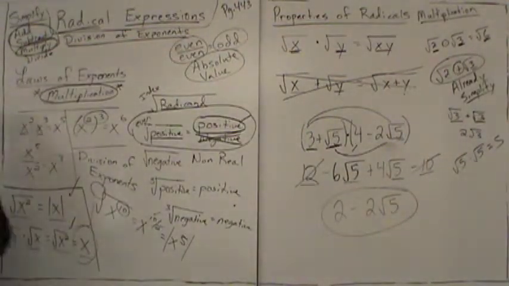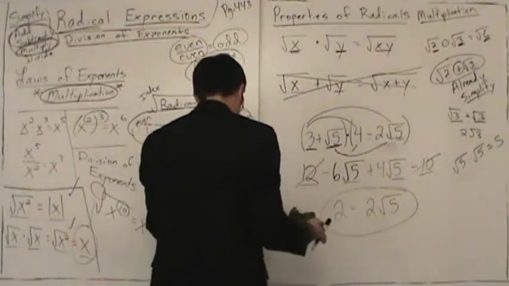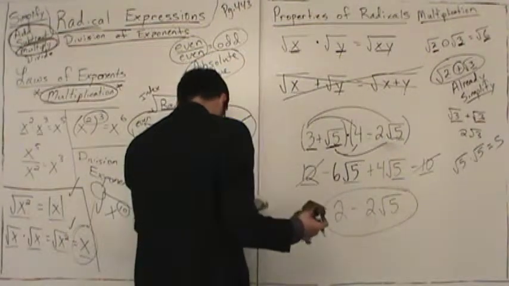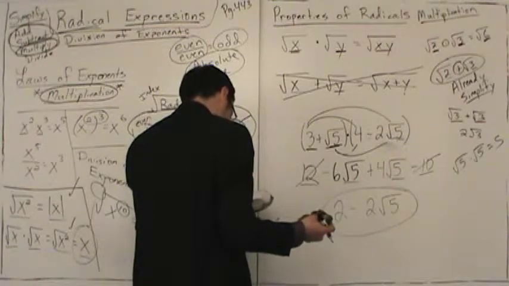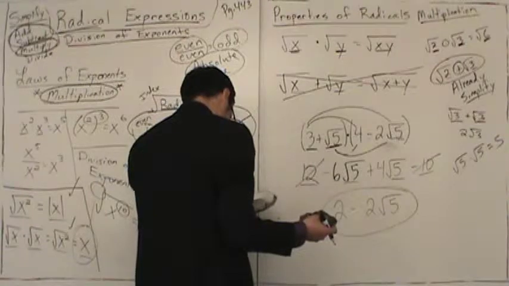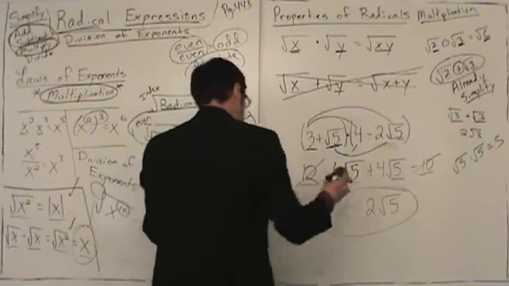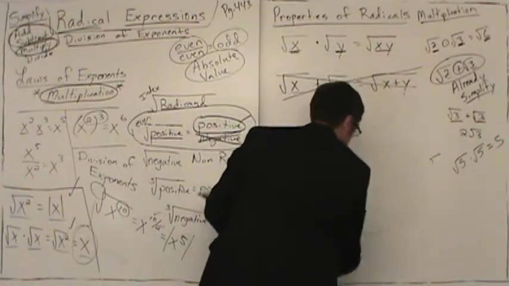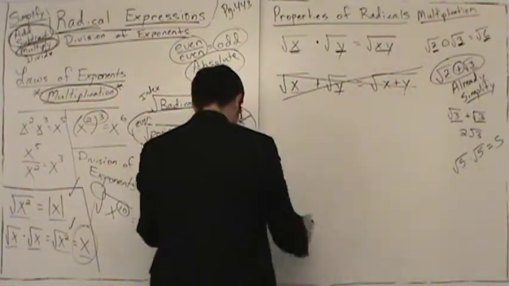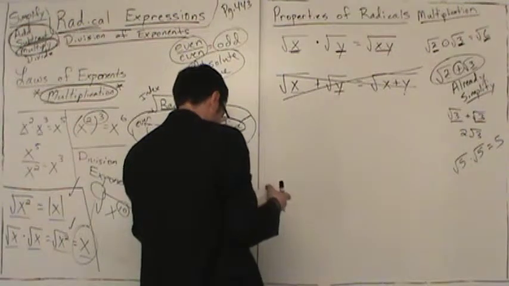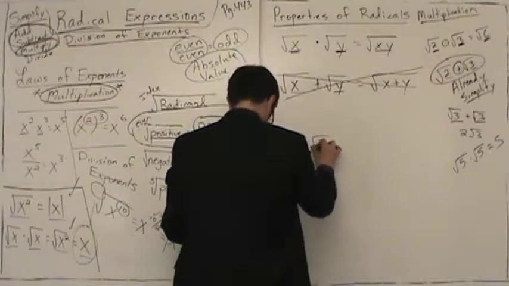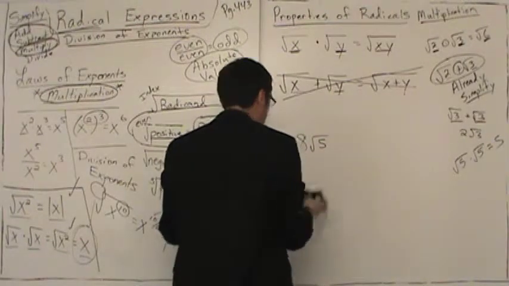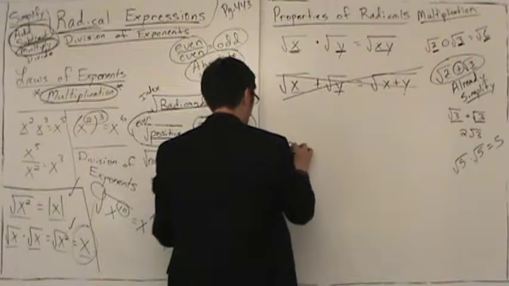Now, one more question. Let's look at number 38 in the book. Well, I guess we can do number 38. Number 38 is 8 root 5. Well, no, let's do number 12. Number 12. Okay, so number 12 is what?